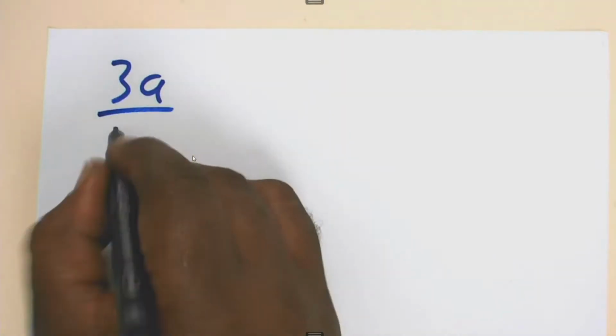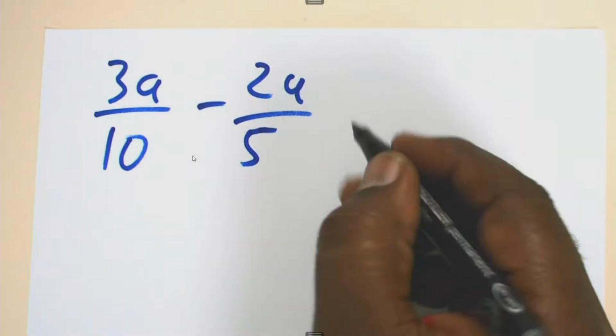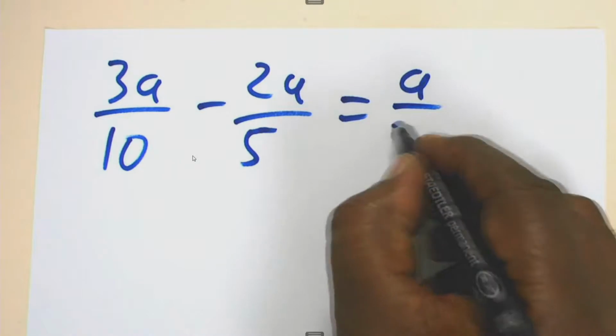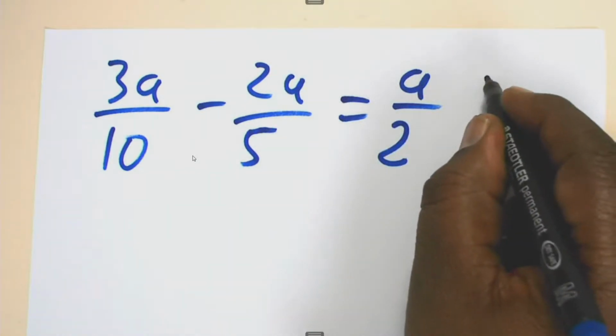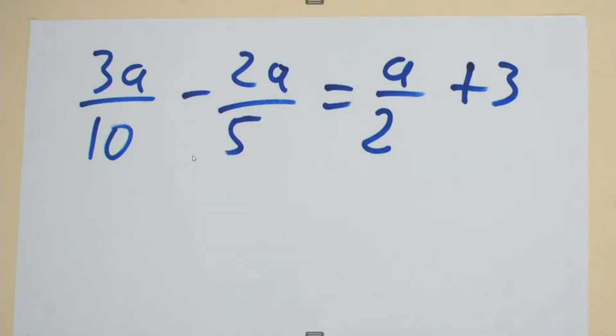3a over 10 minus 2a over 5 equals a over 2 plus 3. It's not straightforward; we cannot do it by inspection. What is the value of a? Now we must find the value of a. Remember, any term or expression with variables comes to the left. Any constant goes to the right.